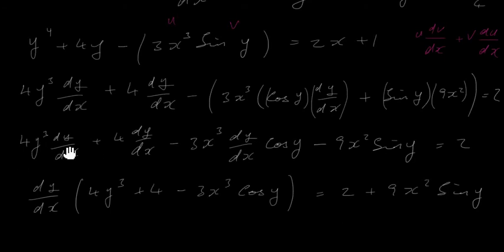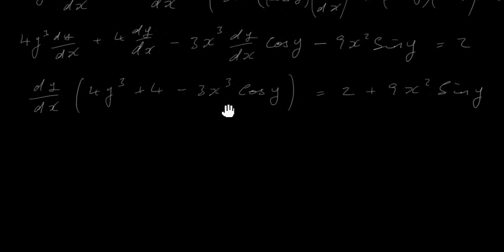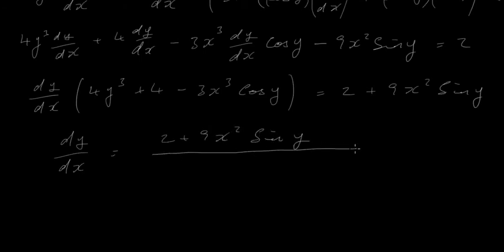Okay, so now we had 3 dy dx's on this side. We've now only got 1. It's multiplied by all of this, so all I've got to do is divide both sides by all of this here. So we end up with dy dx is equal to 2 plus 9x squared sine y, all divided by 4y cubed plus 4 minus 3x cubed cos y. And that's it. When we differentiated that original function, this is what we got. As I said, it would have been virtually impossible to isolate y, or to write y in terms of x originally and then differentiate. So it's a lot easier just to differentiate implicitly.